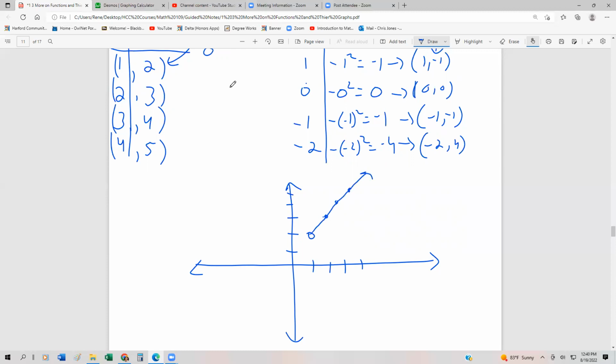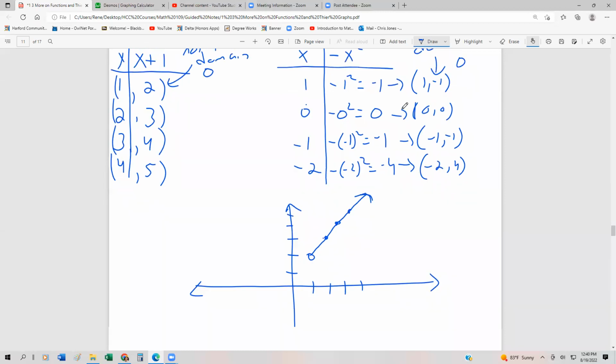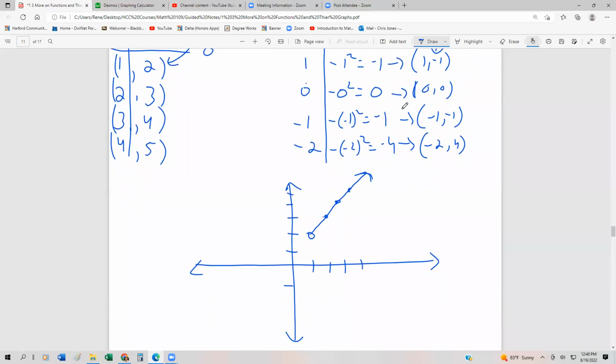All right. And it probably would have looked a lot better had I not drawn on a computer screen, but that's what we get out of it. Now, we're going to graph the other part of the function. So we have (1, -1). And remember, that's an open circle there. And then we have (0, 0).